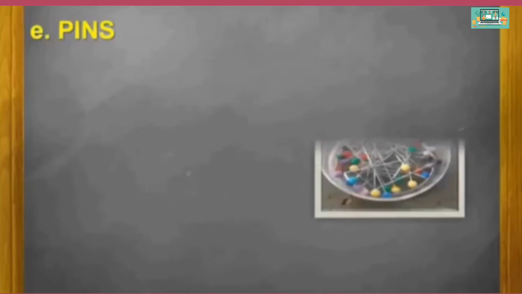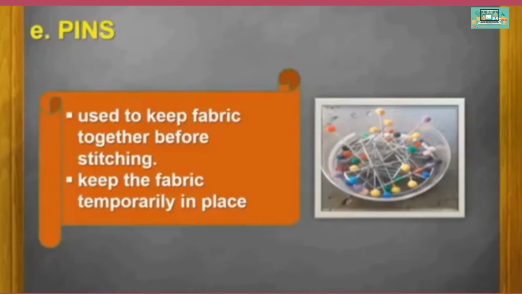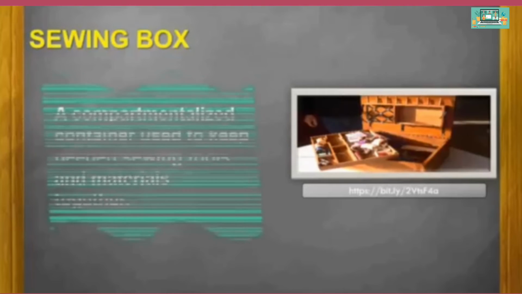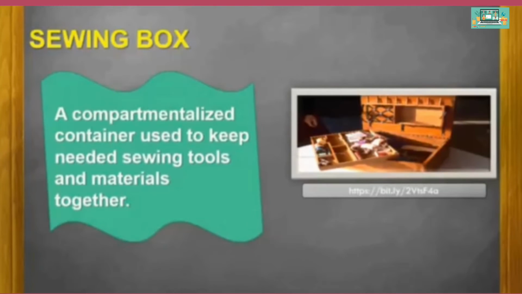Pins are used to keep fabric together before stitching. They keep the fabric temporarily in place when the patterns are attached and cut or while sewing. Sewing box. A compartmentalized container used to keep needed sewing tools and materials together.